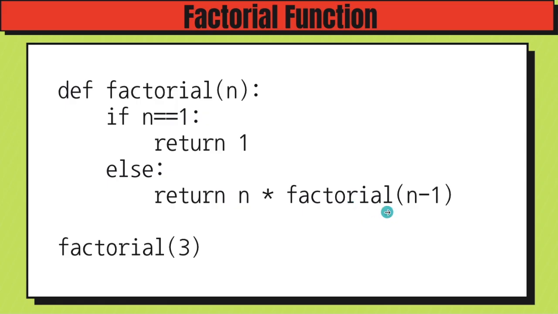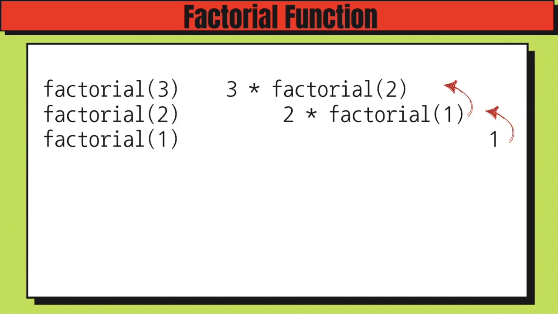So at this point, we are calling this function again. N minus 1 is 2, so it's going to call this function with 2 this time. 2 is not equal to 1, so it's not going to do this. So it's going to go in here, and it's going to do 2 times factorial of n minus 1, which is 1. So this time it's going to call it with number 1. N is equal to 1, so it will return 1.